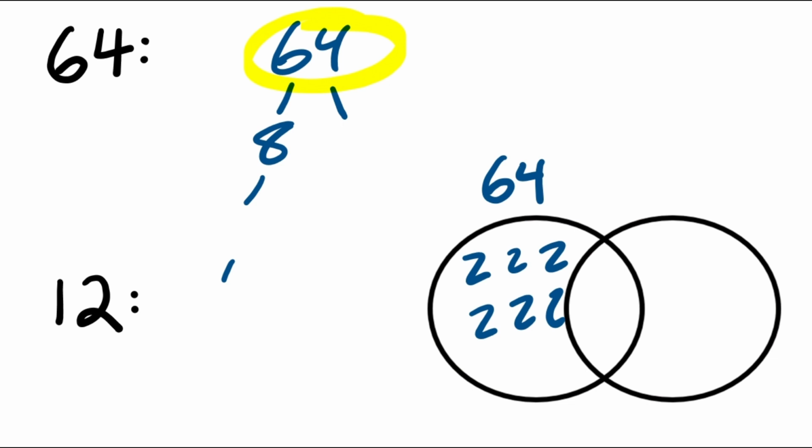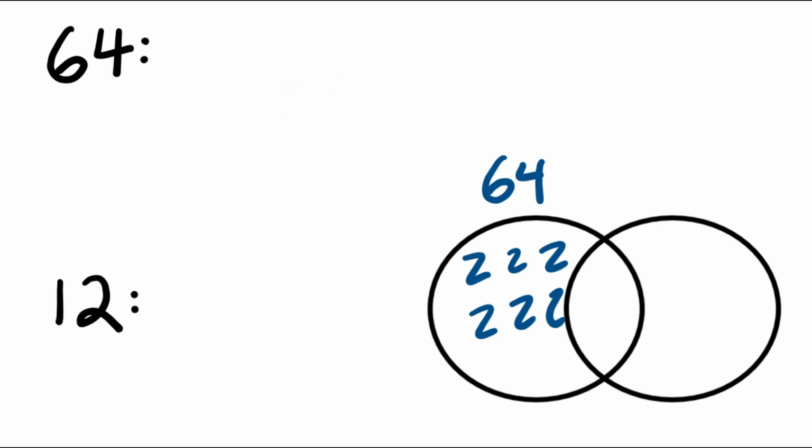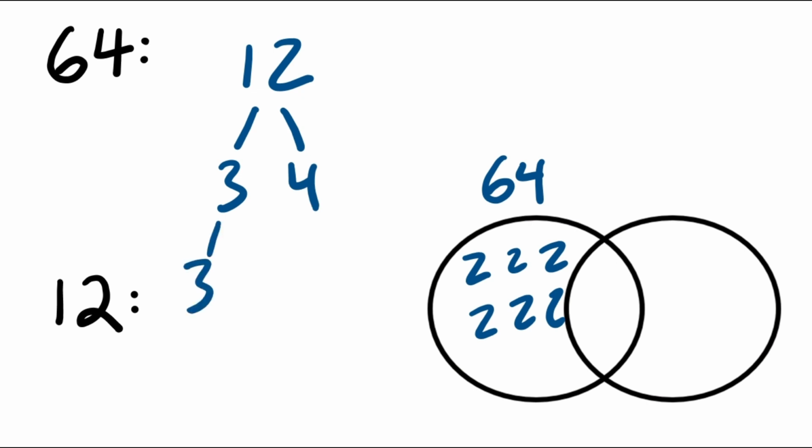Right? Okay, now we need to find the prime factorization of 12. So I'm going to put 12 right here, and I'm going to use a factor tree for that as well. Break that apart. We know that 3 times 4 equals 12. 3 is prime, so we're going to carry that down, and 4 is composite, so we're going to break that apart. 2 times 2 is 4. And those are all the prime factors of 12.